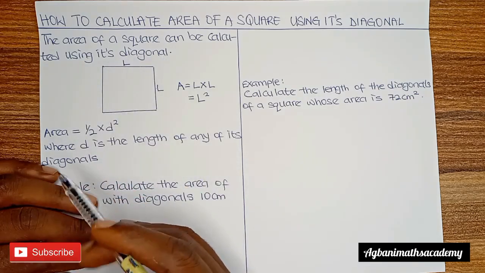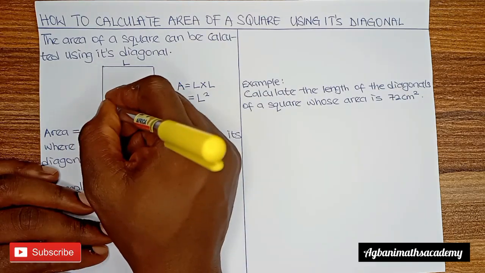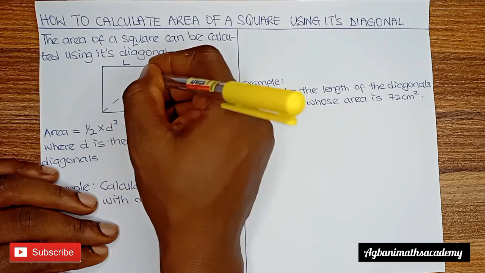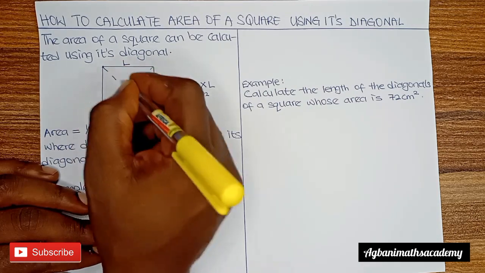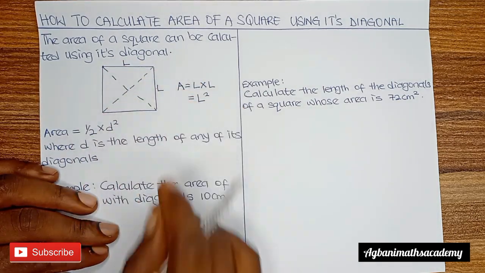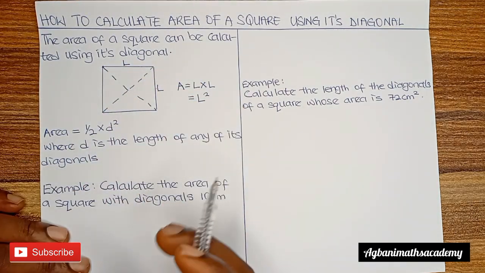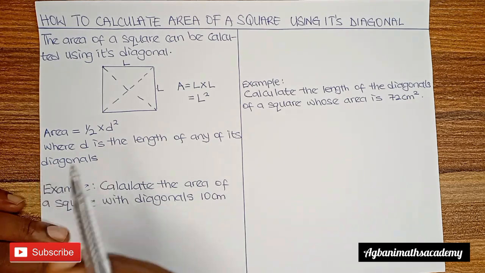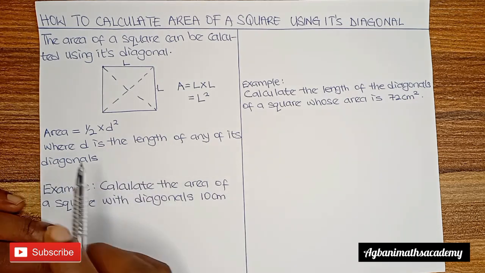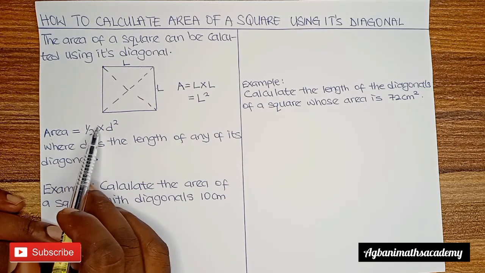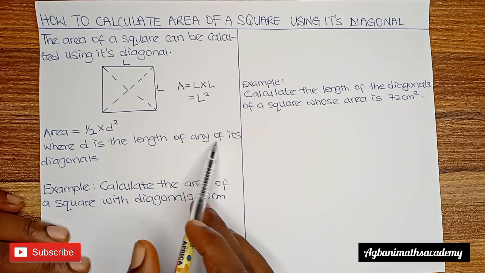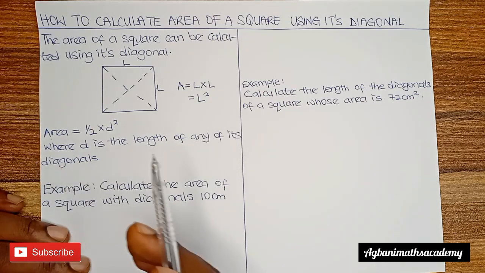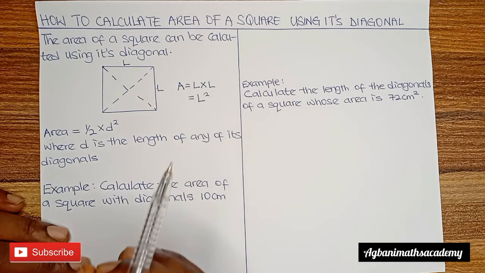So what is the diagonal of a square? The diagonal of a square is a line that moves from one angle to the opposite angle, from this angle to the opposite angle. So a square has two equal diagonals. If you are given the diagonal of a square, the formula you are going to use is area is equal to half multiplied by d squared, where d is the length of any of its diagonals. Remember, the diagonals are equal for a square.